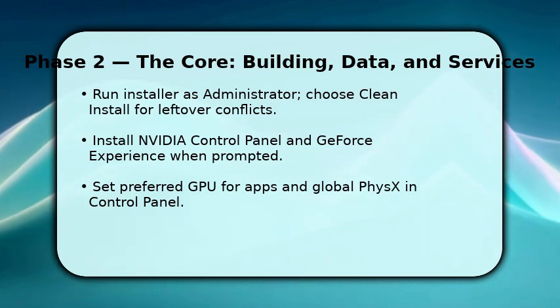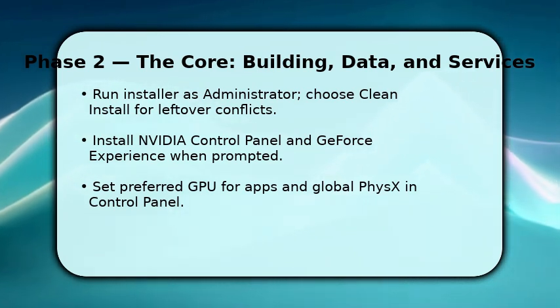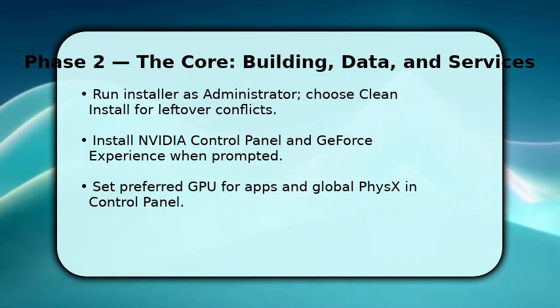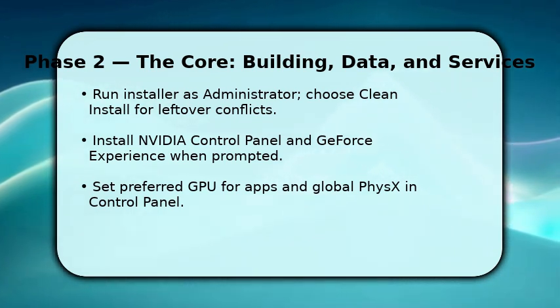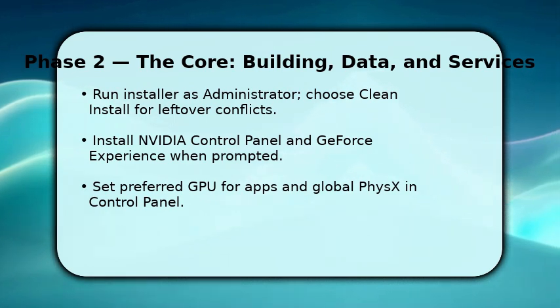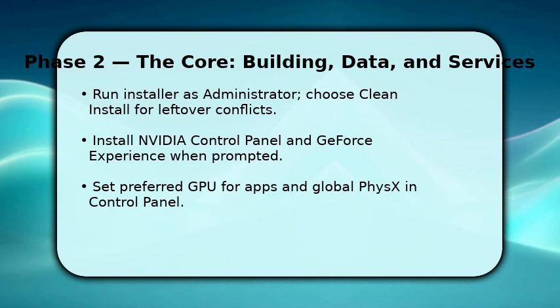Once installed, open the control panel to assign the preferred GPU per application and set Global FXAA to the Nvidia GPU. This ensures demanding apps actually use the discrete card rather than integrated graphics for optimal performance.